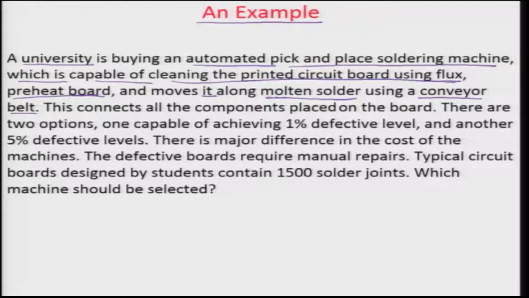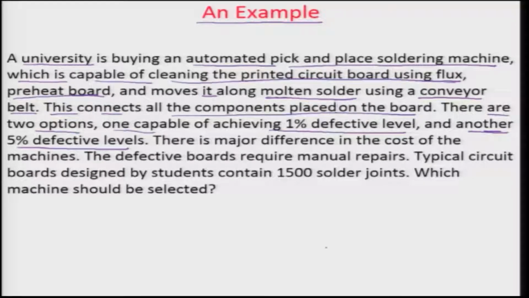By doing this, the solder will connect all the components placed on the board. Every component placed on the board is connected using this solder. There are two options available for these machines. One machine is capable of achieving a 1% defective level. That means whenever you are soldering, only 1% of the solders end up defective. The other is capable of giving you a 5% defective level, so it will produce more defects.